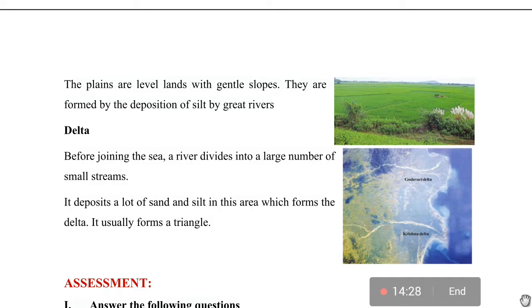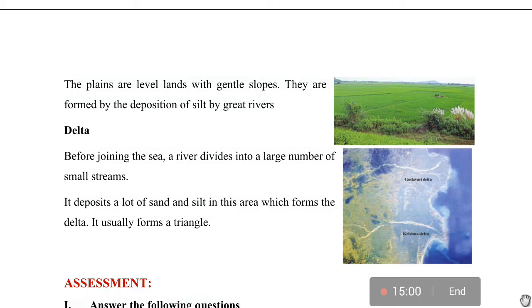Delta. So what is delta here? See, any river, before going to join into the seas, into the ocean, it forms a triangular shape. Which shape? A triangular shape. It forms small streams in the triangular shape, and that is called a delta.